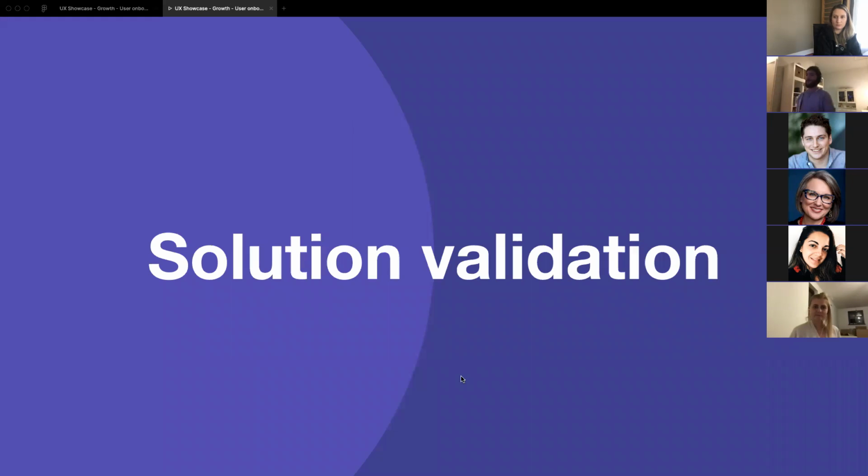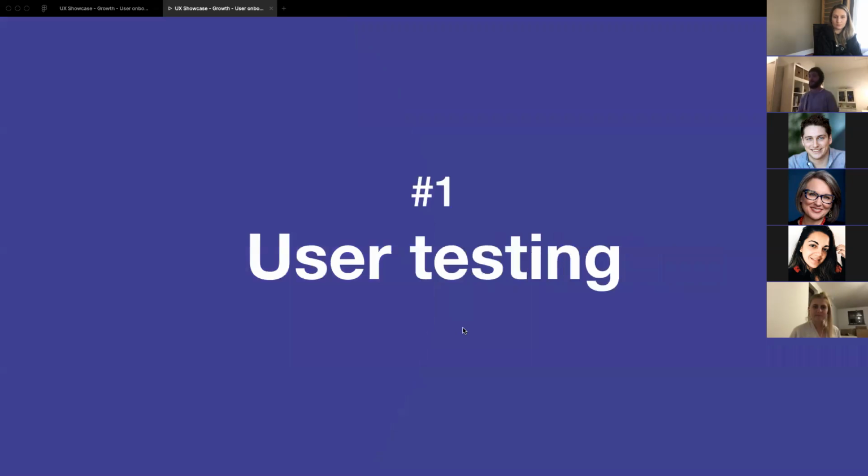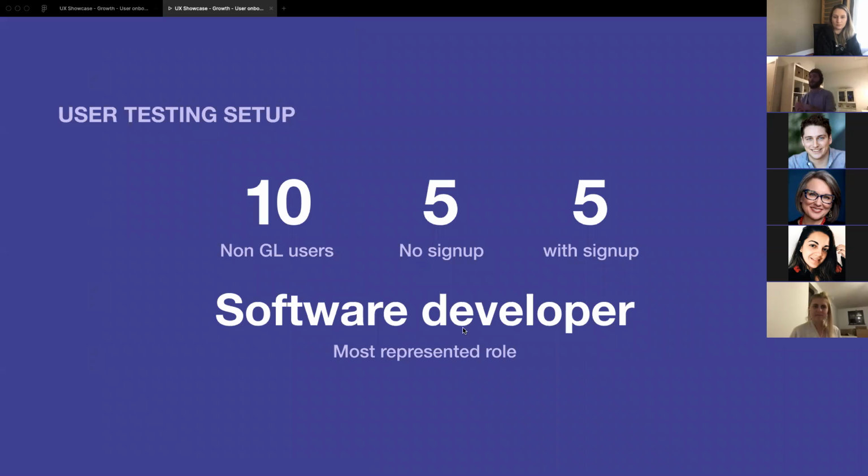So moving forward, we wanted to test this prototype with users. So we started with user testing. We could recruit 10 non-GitLab users that we divided into 2 groups. So 5 people had this experience without having to go through sign up, and 5 others had to go through sign up. The reason we did this is that when we started with the no sign up flow, basically people were a bit confused about what was happening. Like directly landing on an issue board was probably not the best.